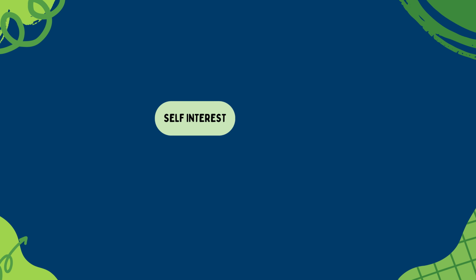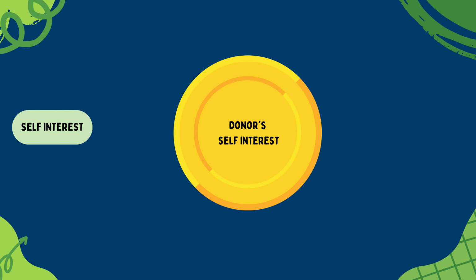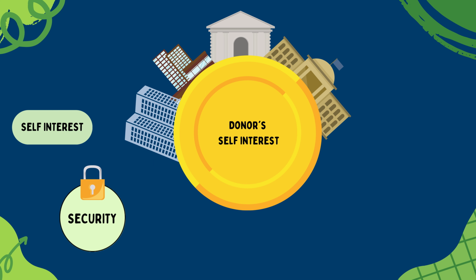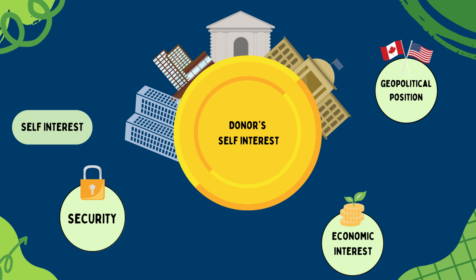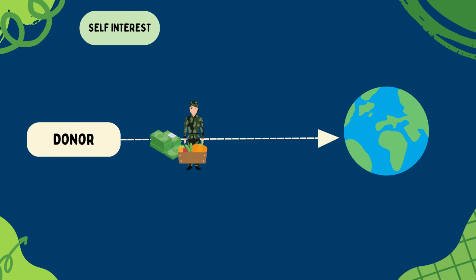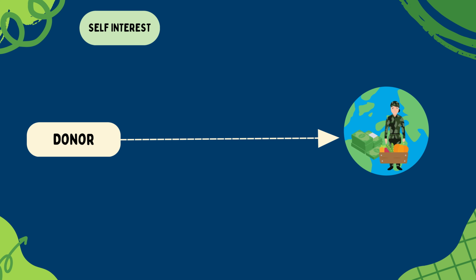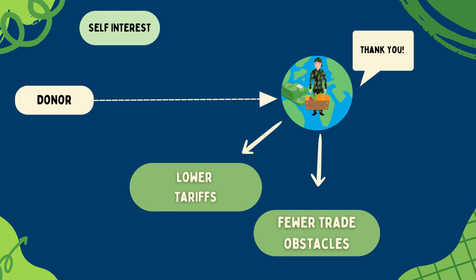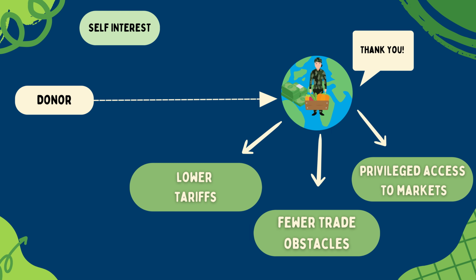The second reason why foreign aid is not always efficient concerns the incentives of donor countries. In fact, recent literature has confirmed that very often aid hides self-interest behind it. Donor countries tend to send more resources to countries that are of strategic importance in terms of security, geopolitical position, and economic interests. By giving assistance, they encourage the recipient nation to develop advantageous trading circumstances, such as lower tariffs, fewer trade obstacles, or privileged access to markets.